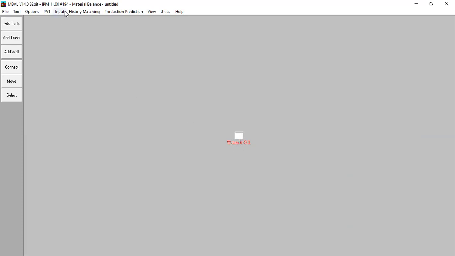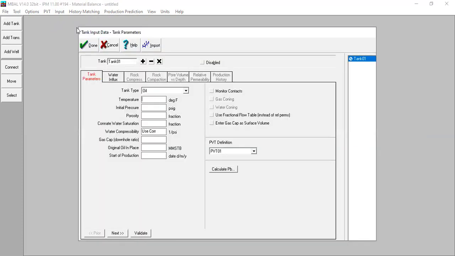Go to the input tank data. Okay, I will call it tank 1. And then the temperature 250, initial reservoir pressure 4000 psig, porosity 0.25, connate water saturation 0.15, water compressibility is 3 times 10 to the power of -6, no gas cap, original oil in place. I think, for example, I just assume or estimate it is 200 million stock tank barrel of oil.